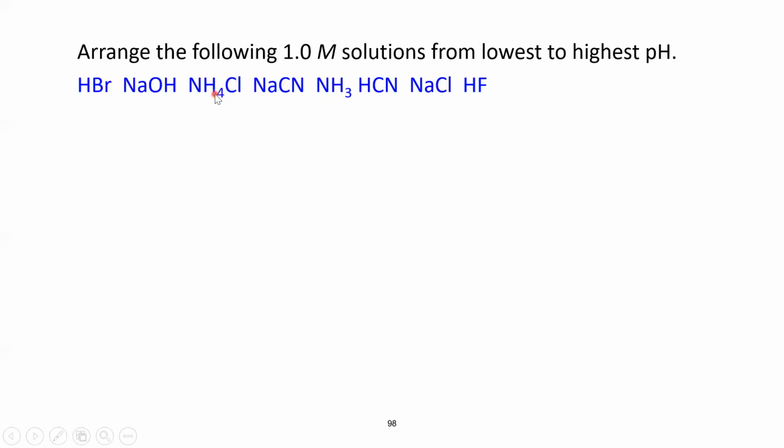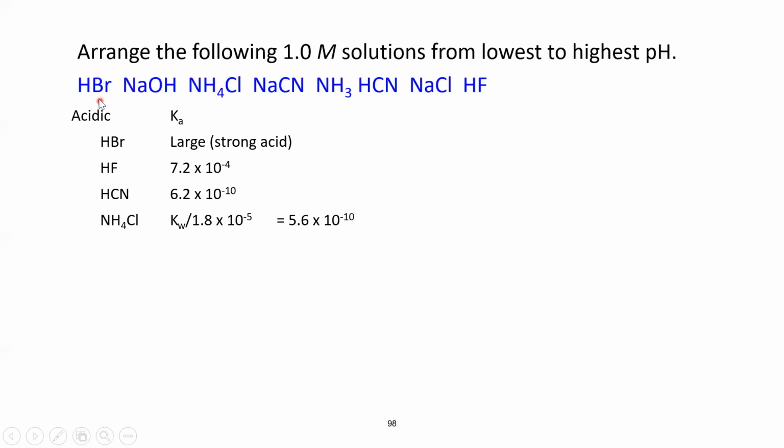And then we have 2 salts. This is an acidic salt. This is a basic salt. So let's look at the acidic first. Hydrobromic acid, hydrofluoric acid, hydrocyanic acid are all acids. They're all going to have low pHs. Now, the hydrobromic will have the lowest pH. If we look at the Ka values, hydrofluoric acid is a stronger acid than hydrocyanic acid. So hydrofluoric acid would have the next lowest pH. Hydrocyanic acid would be a little bit higher on the pH scale. And then ammonium chloride is an acidic salt, so it's going to have a pH less than 7, but it's going to be closer to 7 than the other ones are. So hydrobromic, hydrofluoric, hydrocyanic acid, and ammonium chloride.